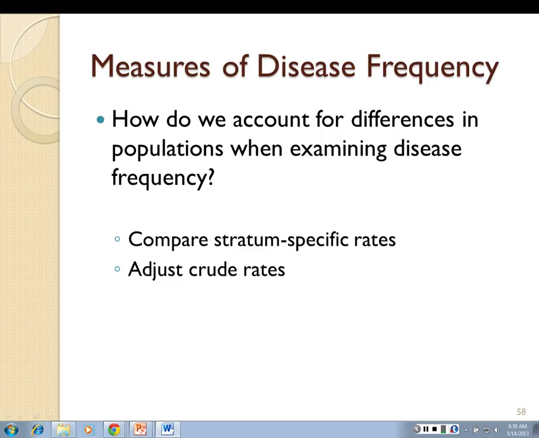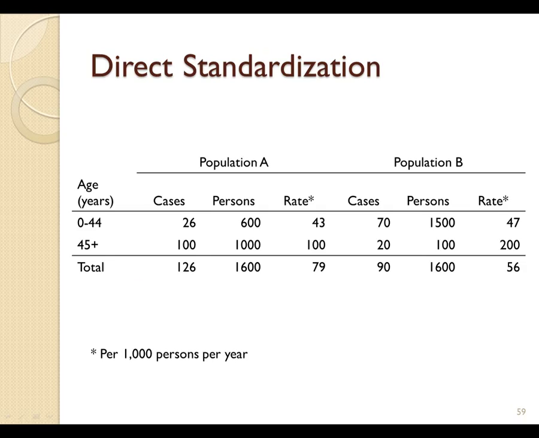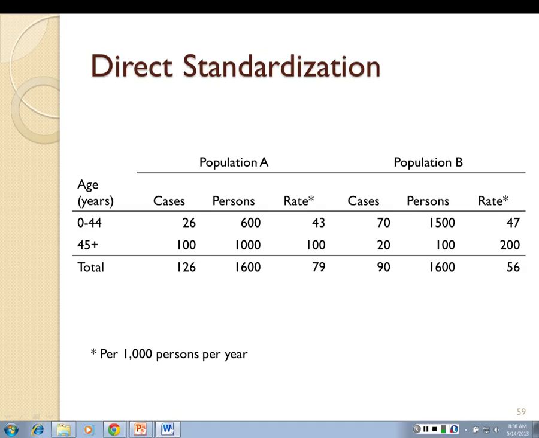Adjusting crude rates requires making a mathematical adjustment, so the resulting rates are hypothetical. They do not represent the actual disease frequency for the population, but they are more meaningful for comparisons. There are a couple of ways that we can look at standardizing rates or adjusting rates for particular factors. You're not going to need to know how to calculate standardized rates, but I do want you to see the process and understand why it's important.